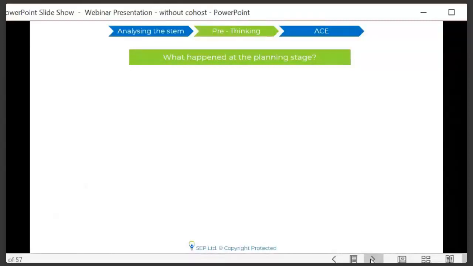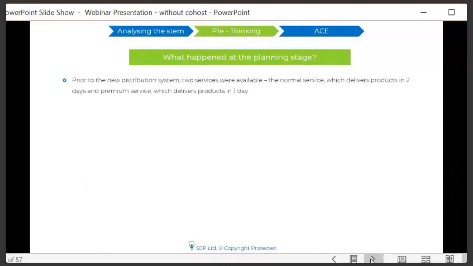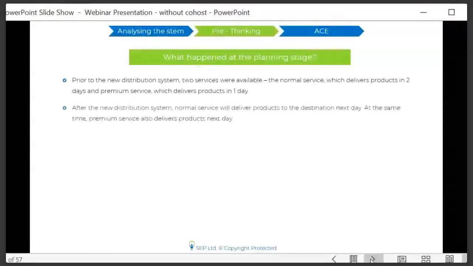So, let's see. Before the new distribution system, two services were available: the normal service, which used to deliver products in 2 days, and the premium service, which delivered the products in 1 day, that is, the next day. After the new distribution system was put in, normal services will also deliver products to the destination next day, the same time as the premium service. That means normal service is now going to offer the same benefit as the premium service offers.